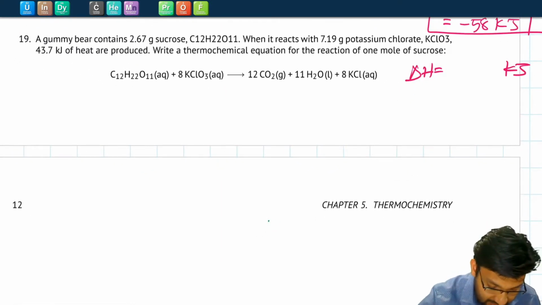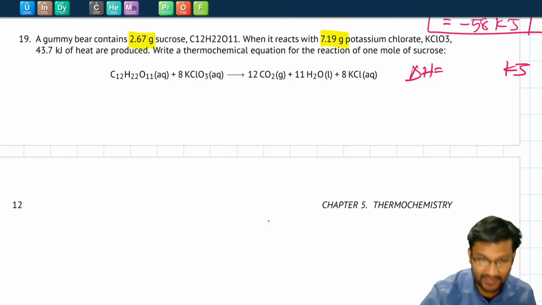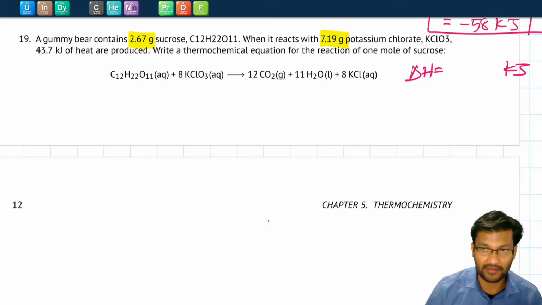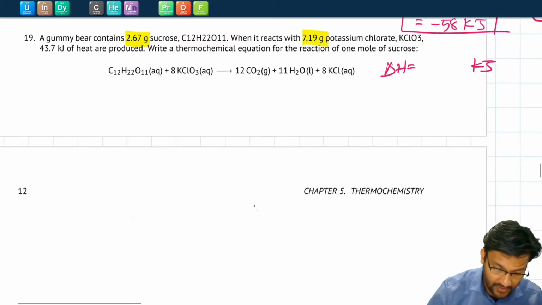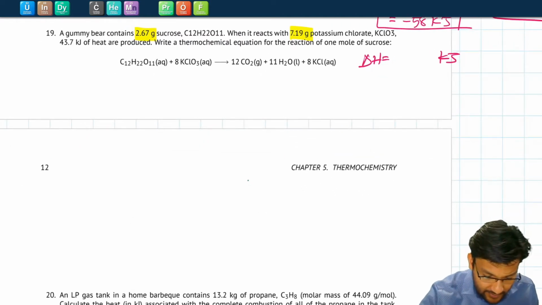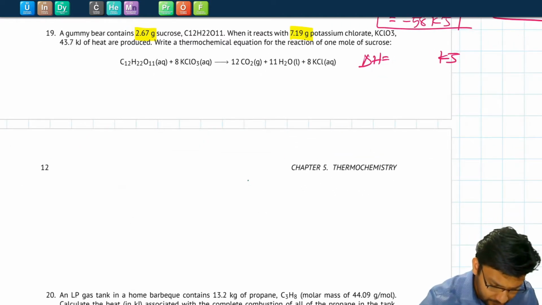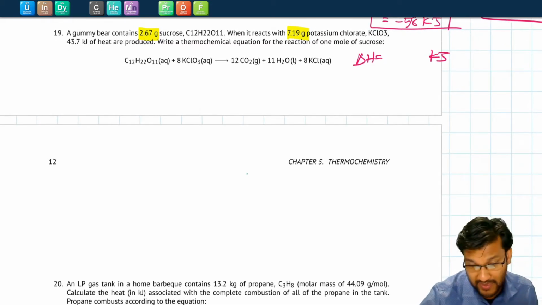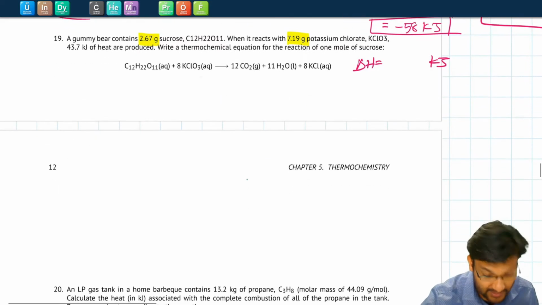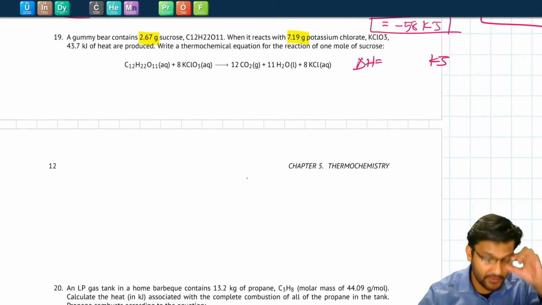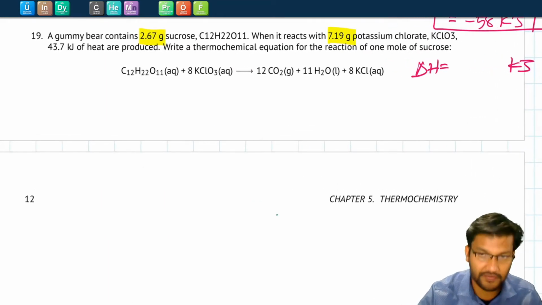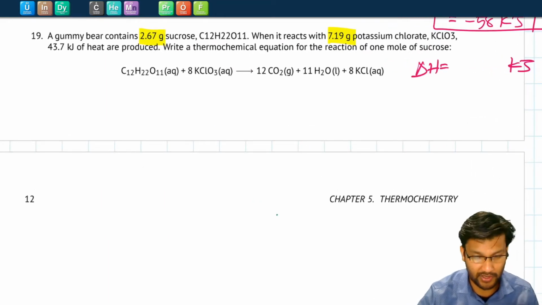Note that for number 19, you have 2.67 grams of sucrose and 7.19 grams of potassium chlorate. One of those is probably the limiting reactant. That's the one you need to use to find the delta H value. Okay, let's go over number 19 now. As I mentioned, we have two different reactants, two different amounts. One of them is probably a limiting reactant. So let's figure out which one is the limiting reactant and then use that to find the delta H. When we find limiting reactants, we usually figure out which one forms the lesser amount of product.